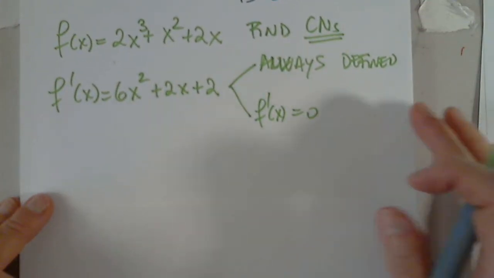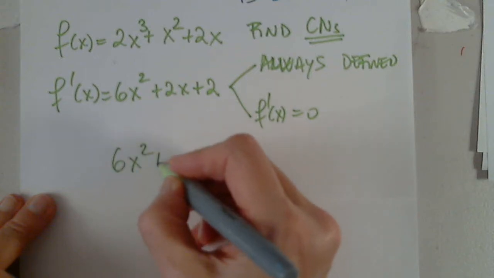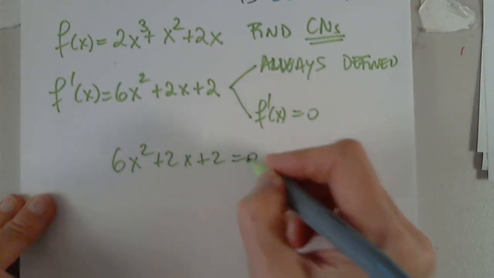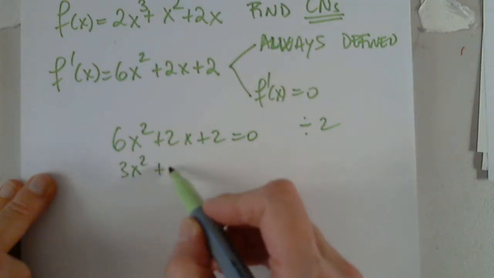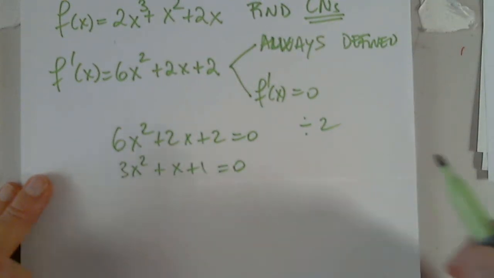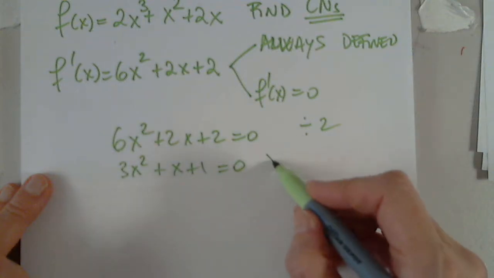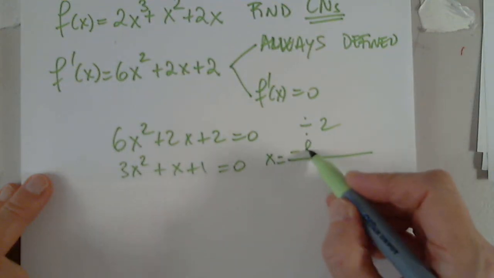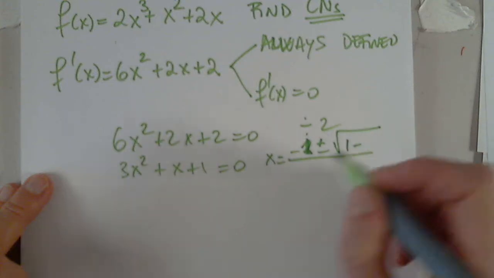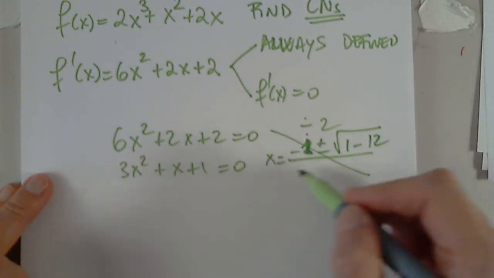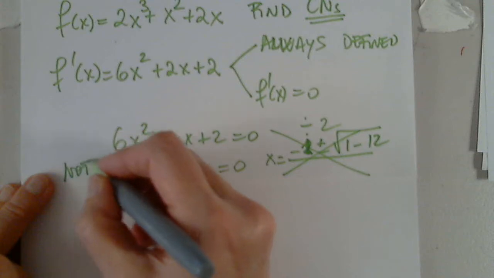If it doesn't have solutions, then, so 6x squared plus 2x plus 2 equals 0. Of course, I'm going to divide by 2. And I have 3x squared plus x plus 1. And when I use the quadratic formula, negative b, which is 1, plus or minus the square root of 1 minus 4ac, I'll say not real.